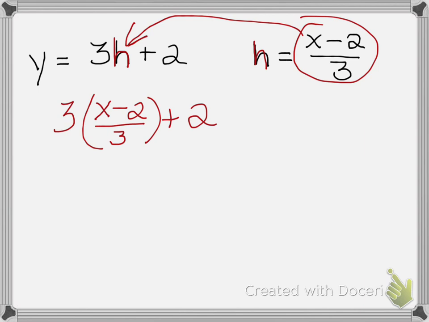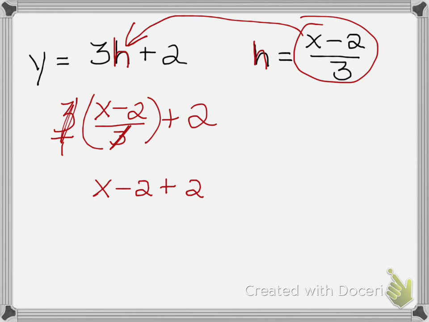Now, let me actually simplify it out. So if you notice, I have 3 times all that stuff in parentheses. Technically, it's a 3 over 1. So I can cross simplify. The 3's will cancel out. And then I can bring down my x minus 2. I don't need my parentheses anymore. And then I'll bring down my plus sign and my 2.